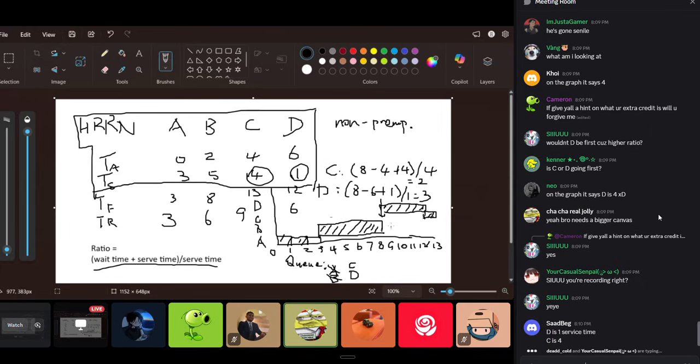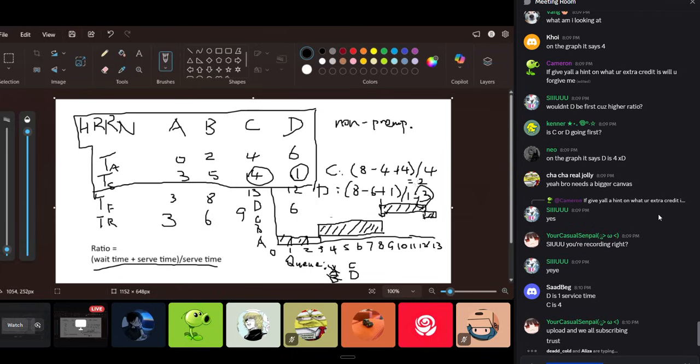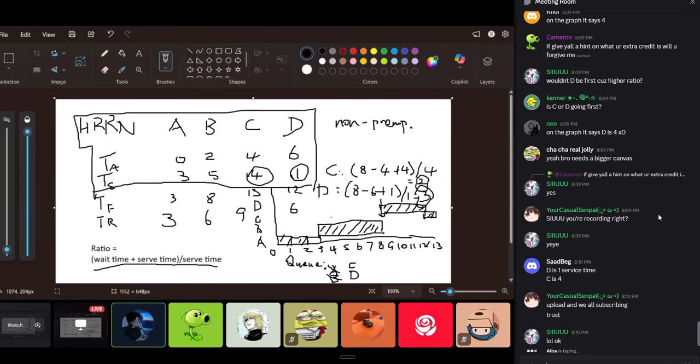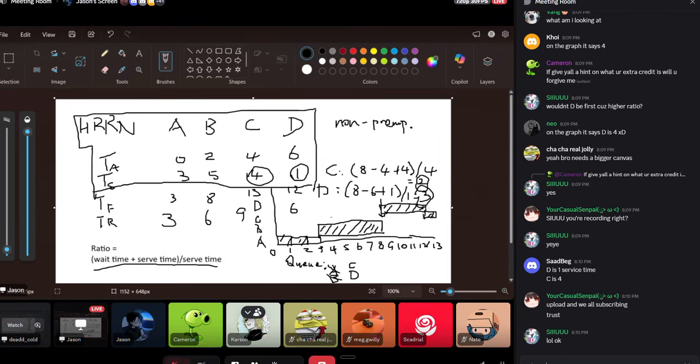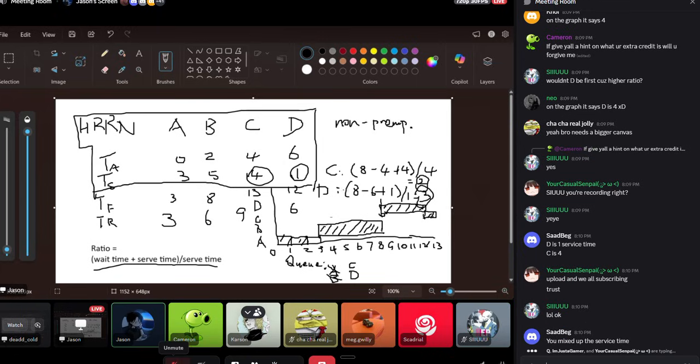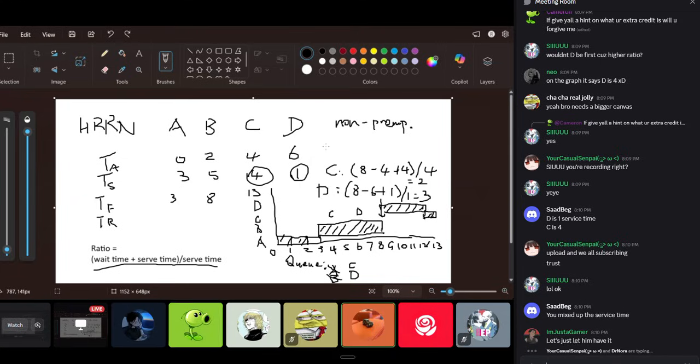Yeah, 3 is above 2, right? I think you have their service times mixed up. So D has the ratio of 3 and C has the ratio of 2, right? So D goes first, from 8 to 12. And then C goes from 12 to 13. But D has the service time of 1. Oh my gosh. Okay, I see it too.